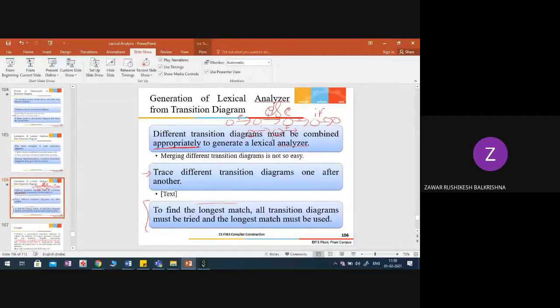Sir, in the single generalized one, how do you ensure the maximal munch property? In a single transition diagram, we do not need to worry about the maximal munch principle because the others will fulfill that need. There is only one way to consume, and the others will let us know where the word boundary is. Because there is only one unique way to get the appropriate token.